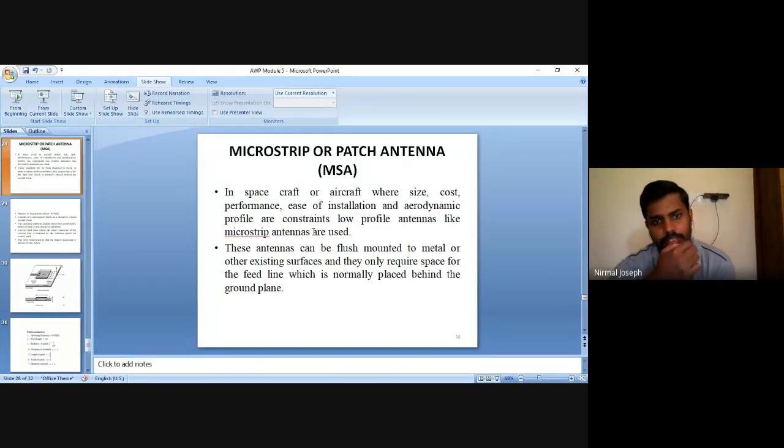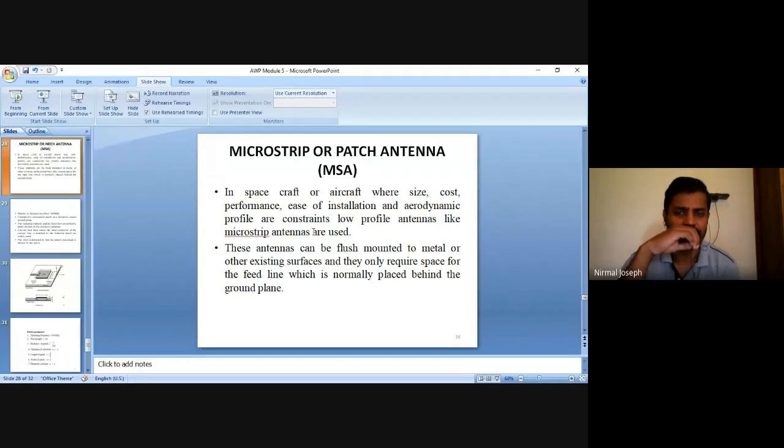So this microstrip or patch antenna is a very common type of antenna. You might not have noticed where we are using this patch antenna or microstrip antenna, but it is everywhere. Wherever you cannot see the antenna physically, 90% it can be a microstrip or patch antenna.